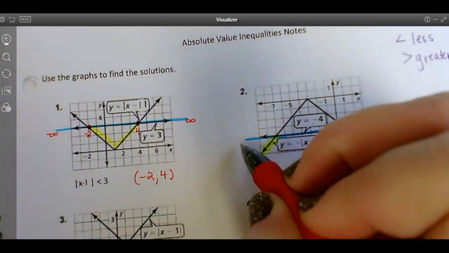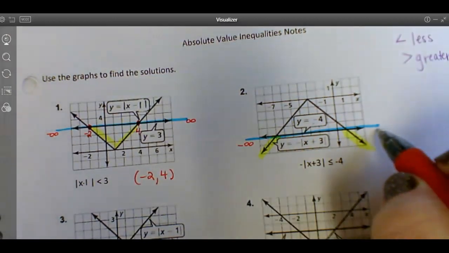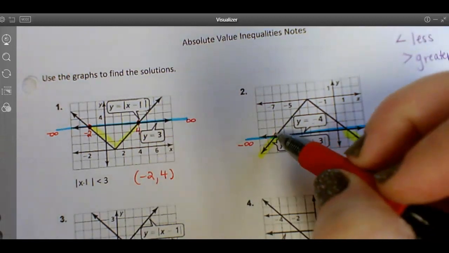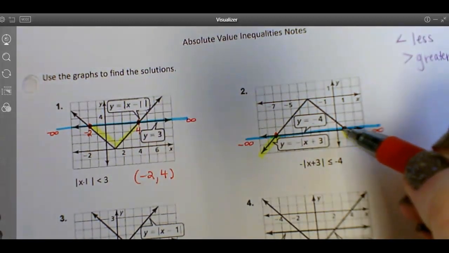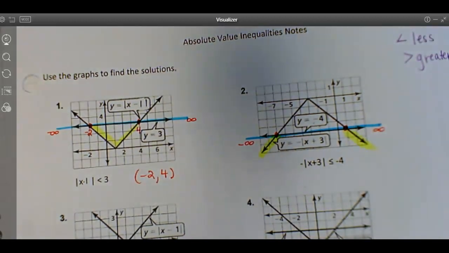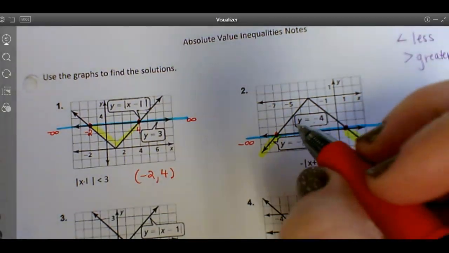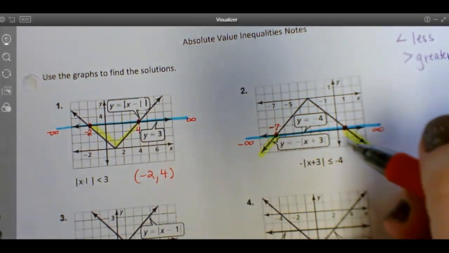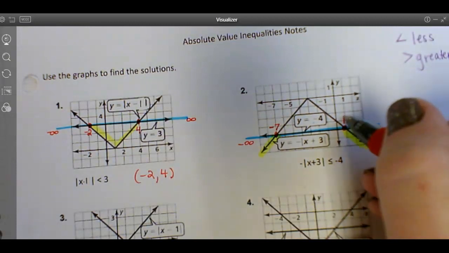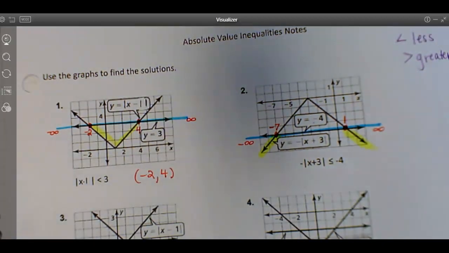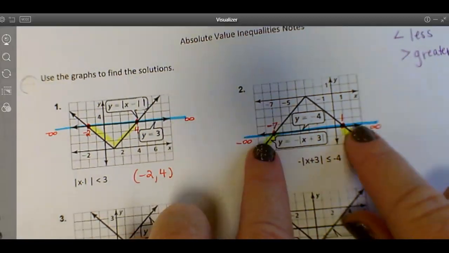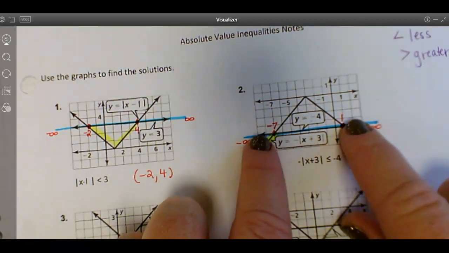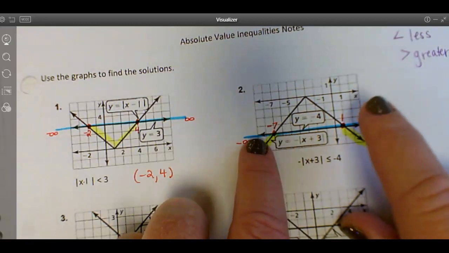Alright, again, I'm going to put negative infinity over here. I'm going to put positive infinity over here. And I'm going to think about these two intersections, where they intersect. Okay? This looks like it intersects at -7 and at 1. The part that's highlighted is my answer. There's two parts that are highlighted, so that means there's two parts to my answer. So it's both of these two pieces right here.